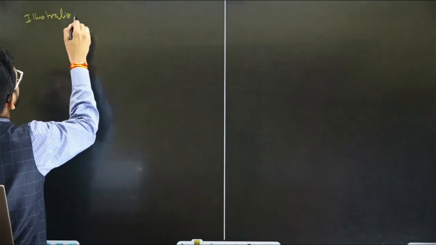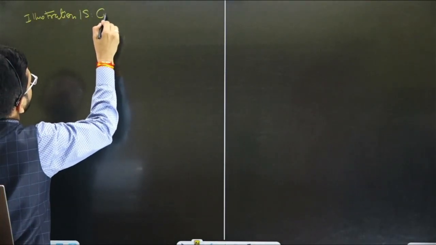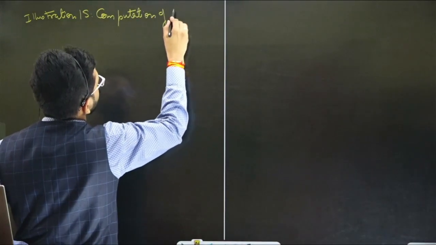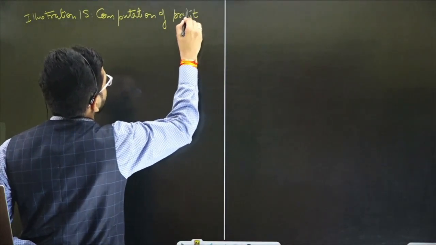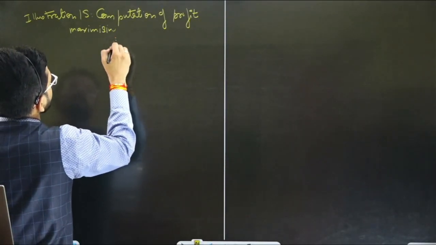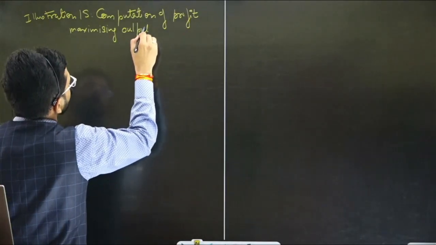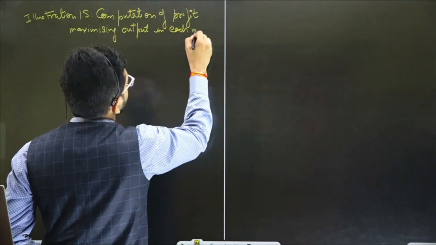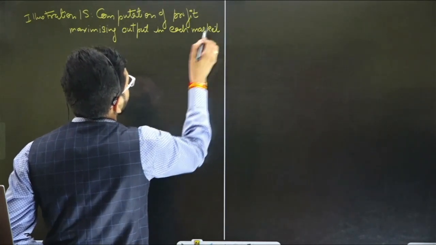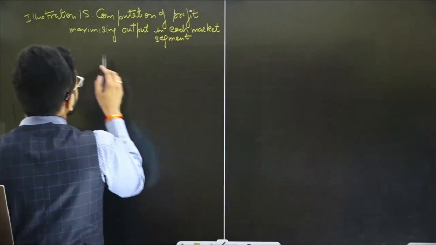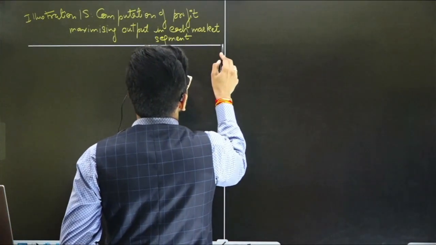Illustration number 15. Computation of profit maximizing output in each market segment. Computation of profit maximizing output in each market segment.